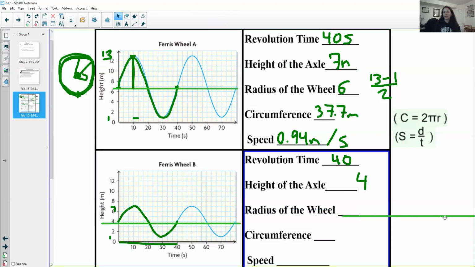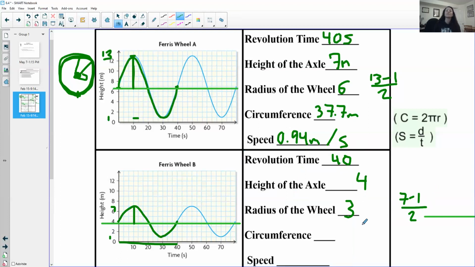All right, so let's get back on track here. The radius of the wheel should be the amplitude. In this case, we're going from 4 to 7, which is 3. The other way that you can check is take 7 minus 1 divided by 2. So 7 minus 1 divided by 2, this is 6 divided by 2, which is 3. So we got the same answer.